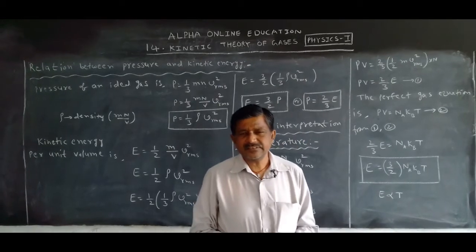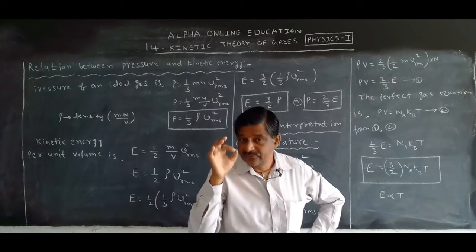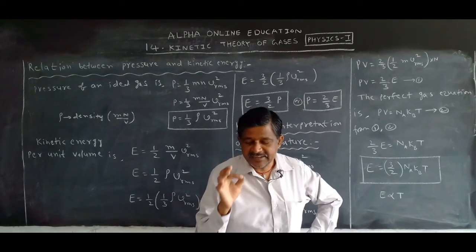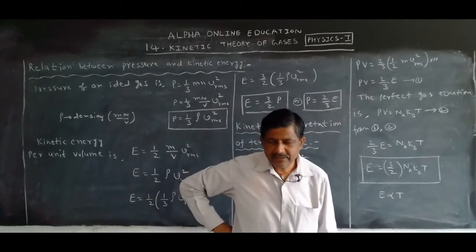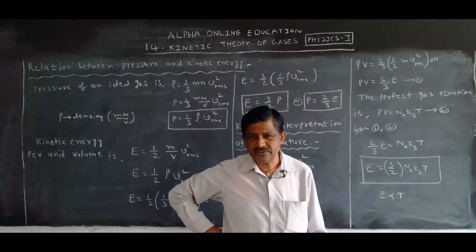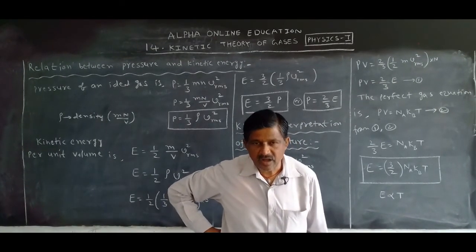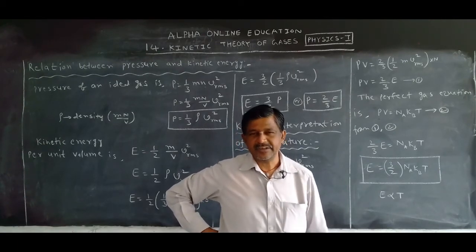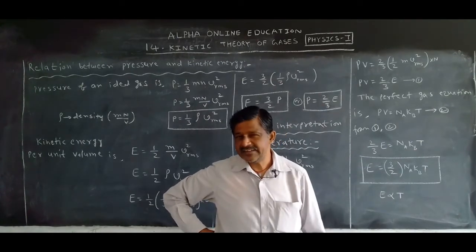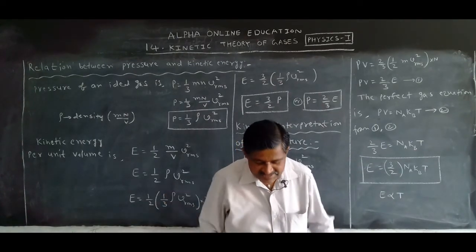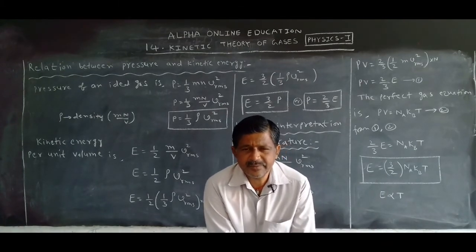Now, what is the definition of absolute temperature? At which temperature is the kinetic energy of the gas molecules 0? That temperature is called absolute temperature, or zero absolute temperature. Its value is how much? 0 Kelvin, otherwise minus 273.15 degrees centigrade.